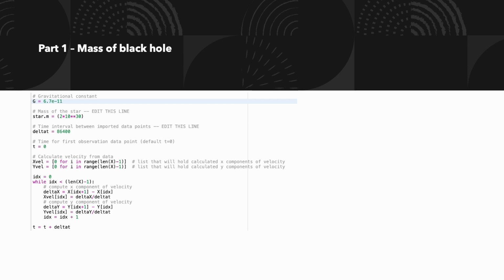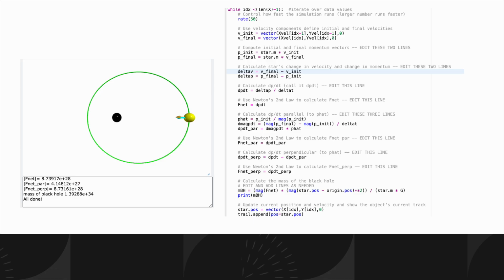So the mass of the star is 2 times 10 to the power 30, and then delta t, the number of seconds in a day, is 86,400, and the while loop calculates the x and y components of velocity. So inside the while loop, I edited the lines to find the change in velocity and change in momentum, and then I found the parallel component of force, which is p hat.